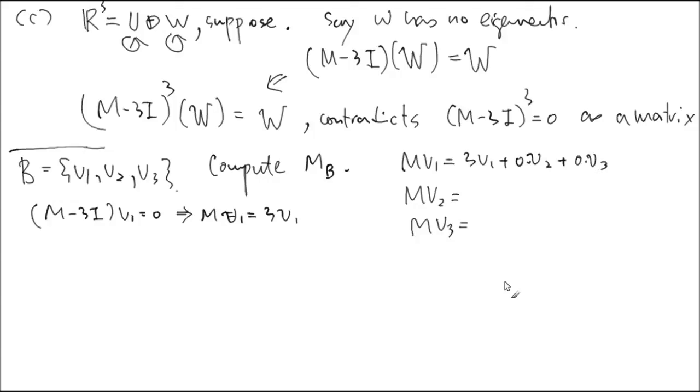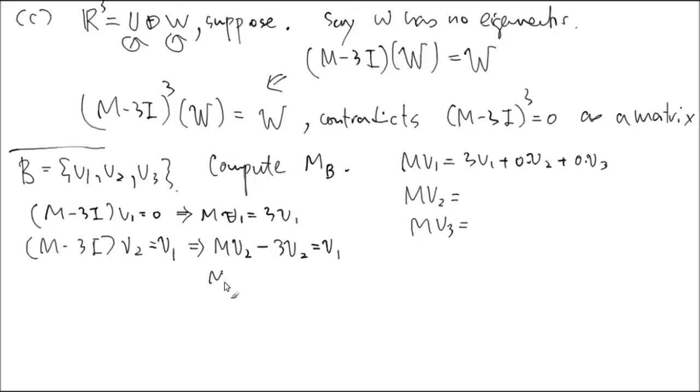As a coordinate system. Let's do the next one, M minus 3I on V2. Who remembers this? That was V1, remember that? That's how we found this thing. So let's expand it. MV2 minus 3V2 is equal to V1. Is that right?